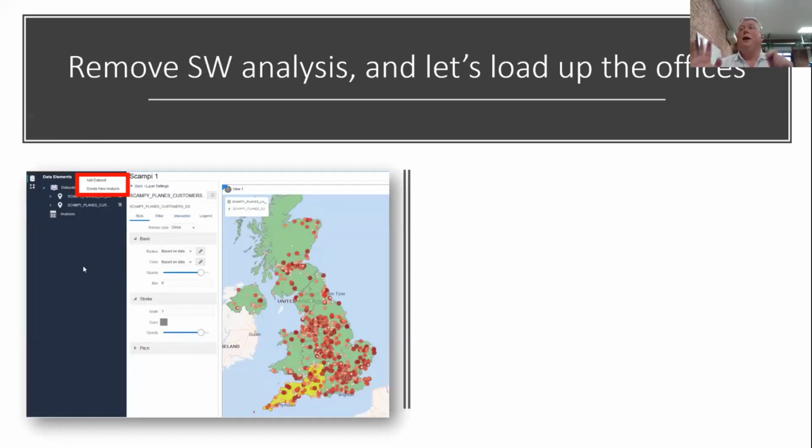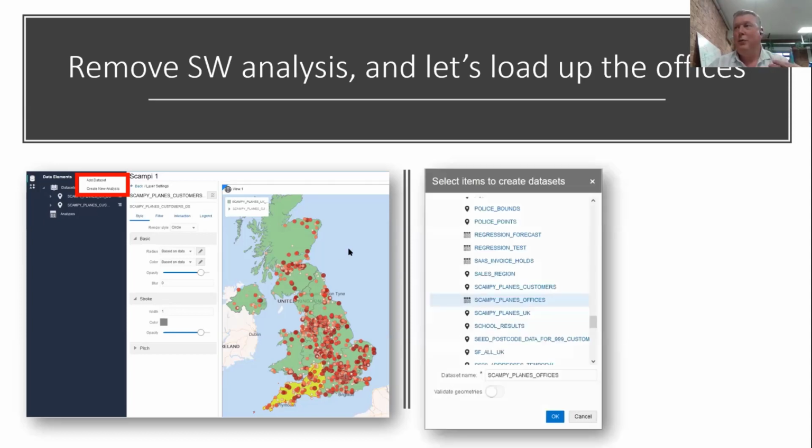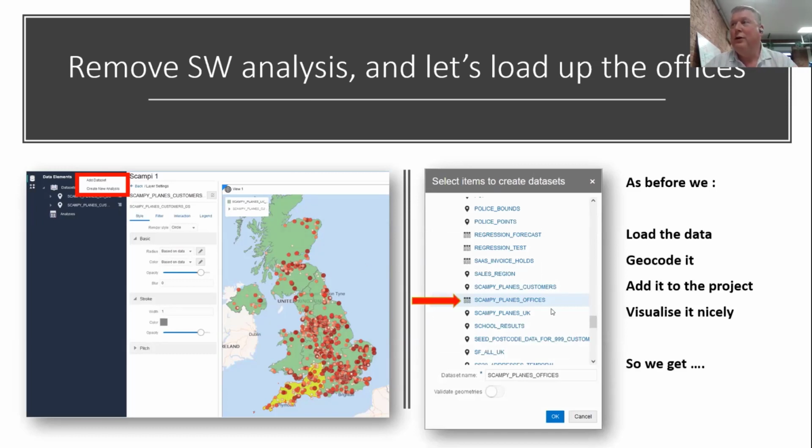Now, if I remove that analysis, let's go back to where we were. So we've got all of our customers. I'm just showing all of our customers again. I've highlighted the Southwest, but that doesn't really matter. I'm just showing all the customers. And I'm going to bring in the offices. So remember, I said we've got some offices, which are basically the airports that Scampi uses. I'm going to bring those in.